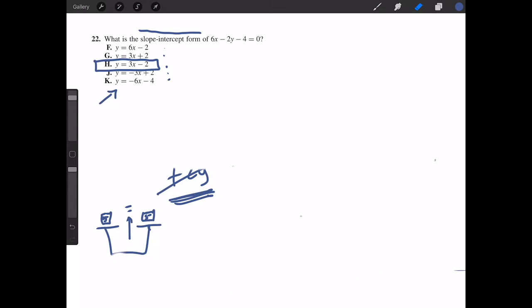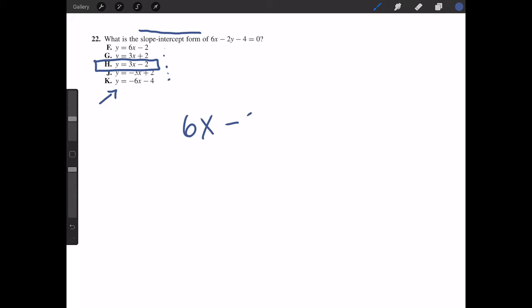Now, notice what happens if you make, in my point of view, the mistake of trying to keep the y on the left side. You're just going to have a little bit more of a struggle solving for y. Watch. 6x minus 2y minus 4 is equal to 0. A lot of students will want to keep the y on the left side because they think that it has to be that way, and it's false. And you do whatever is easiest. But let's say you wanted to keep it there.